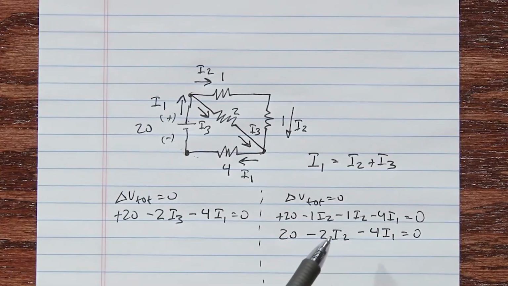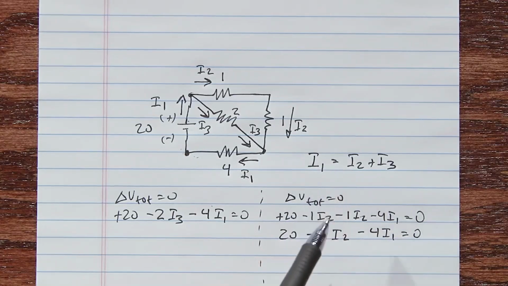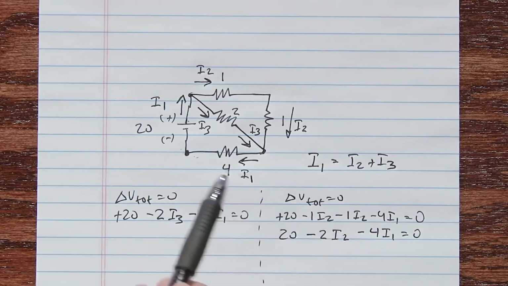So now I have three equations, 1, 2, 3 equations in three unknowns. Here's how I'm going to solve them. I'm going to take this equation and solve it for I2. I'm going to put that into this equation right here, and I'm going to eliminate I2. So I'm going to have an equation with just I1 and I3 in it. I'm going to take that and solve for I1, and then I'm going to take I1 and put it in here, and I'm going to have an equation with just I1 in it. So let's go ahead and do that.